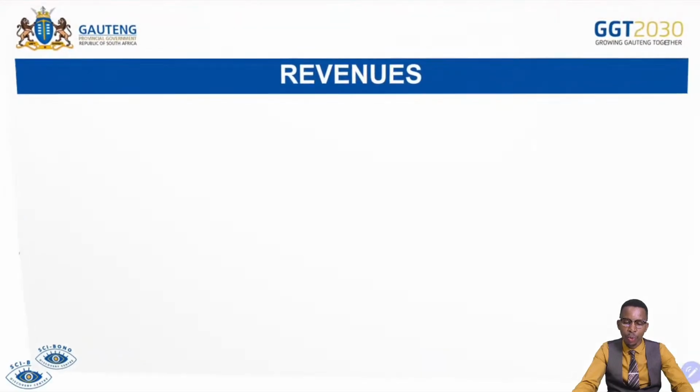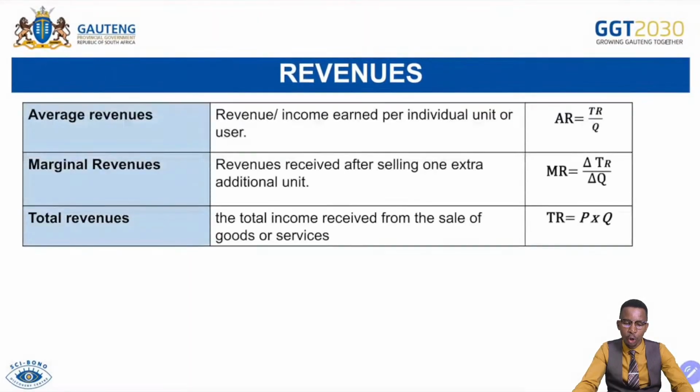From then we go to the revenue schedule. Remember, if we talk about revenues, we refer to the income earned by the business. While if we talk about the cost, we refer to the expenses that are incurred in the business. So we start with the average revenues. These are the revenues or income earned per individual unit or user. So we say AR equals TR over Q. It's the total revenue divided by the quantity.